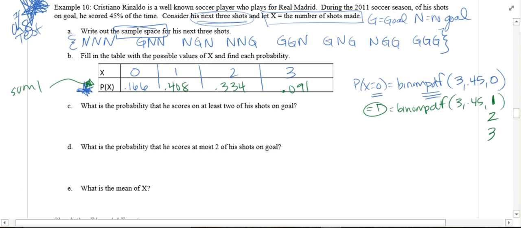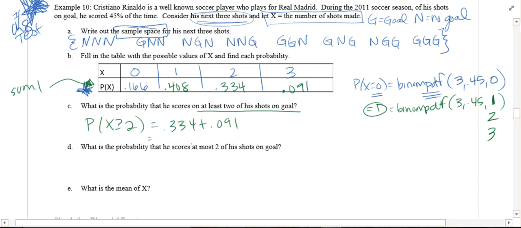Now we can solve the following questions in a couple different ways, and this is how it starts to happen as we learn more material and see how things are related. Probability he scores at least 2 of his shots, probability x is greater than or equal to 2. Now that we have this table, we can just look in the table and find it.